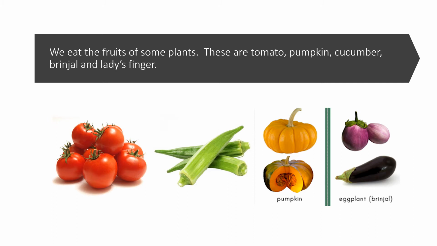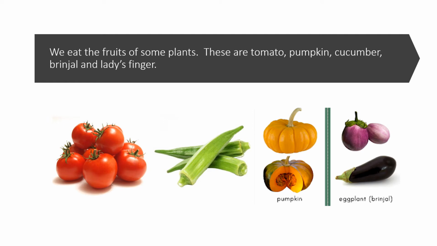We have seen the roots, stem and leaves that we eat of a plant. Now, the next is fruit. I'm sure you have identified these vegetables and they are the fruits of a plant. Now let's read the line, children. We eat fruits of some plants. These are tomatoes, pumpkin, cucumber, brinjal and lady's finger.